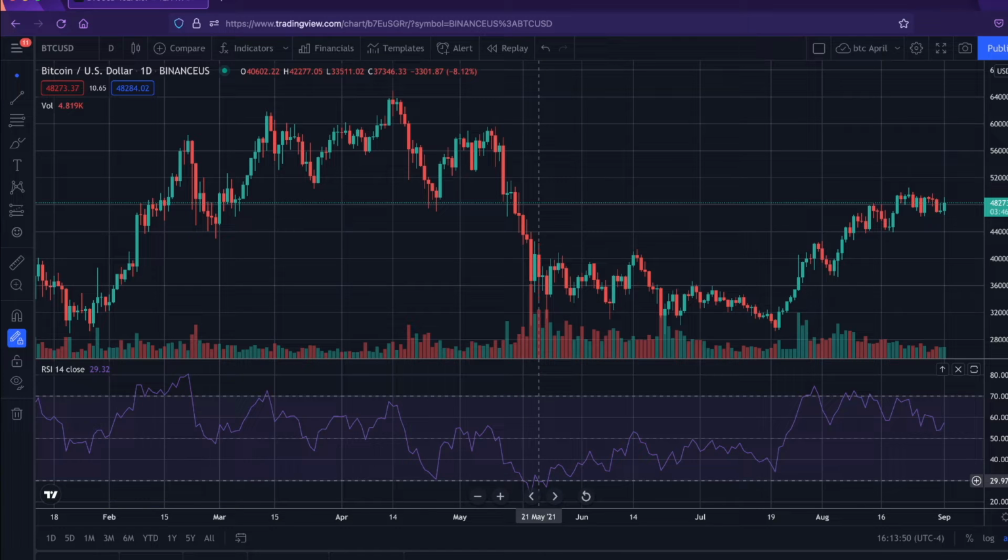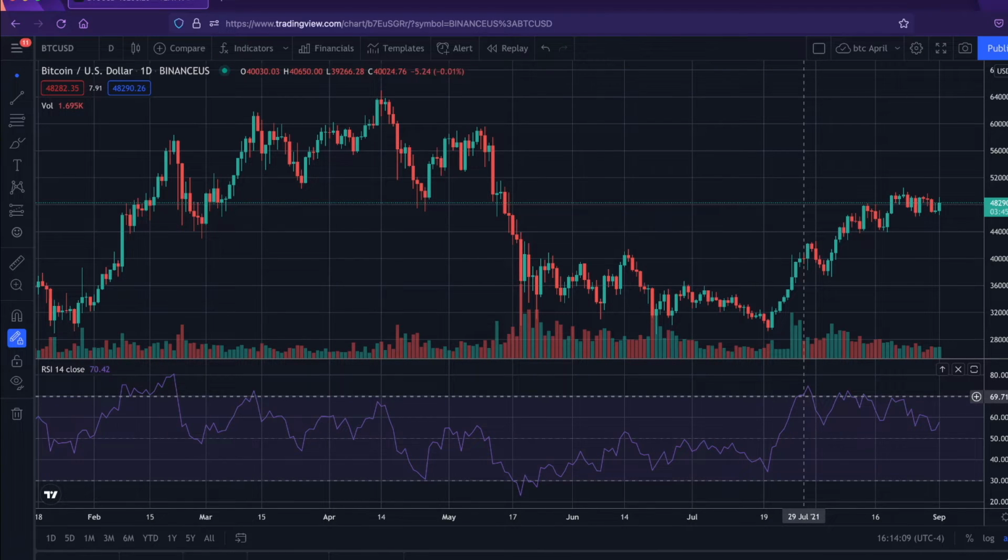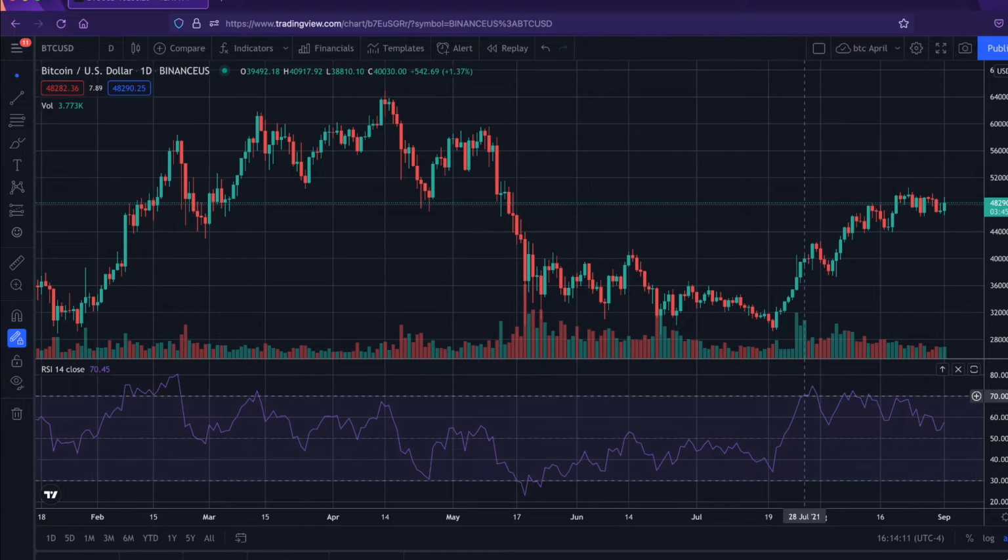Now, as we can see, it took a little while, traded sideways on the actual chart, and even went down a little bit further. But eventually you go up on the RSI, and you can see that it then broke through the 70 level on the RSI. Now, what the 70 level means is if it's above 70, then that means that the market is overbought.